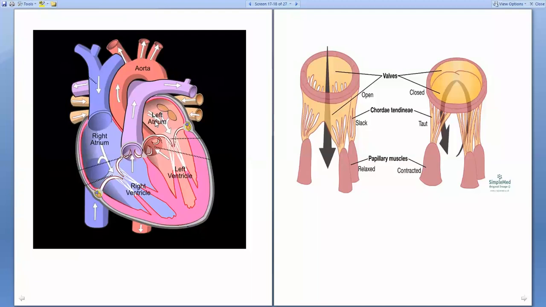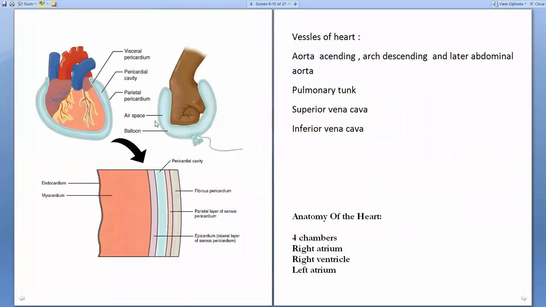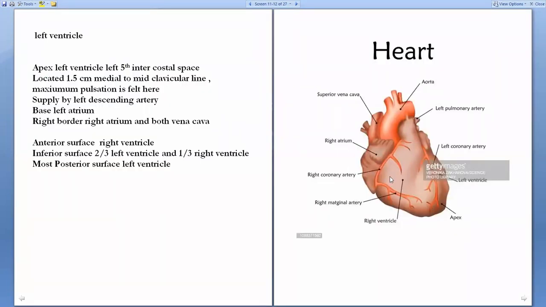If someone asks which structure lies anteriorly, or the anterior surface of the heart, this is the anterior surface of the heart, and it is formed by the right atrium and right ventricle. So whenever someone asks you about the anterior surface of the heart, you will say right atrium, right ventricle. The apex of the heart, left ventricle. The inferior surface, right ventricle, left ventricle.